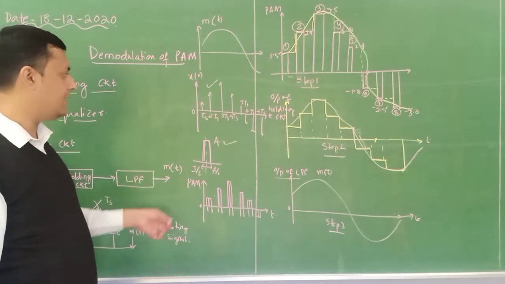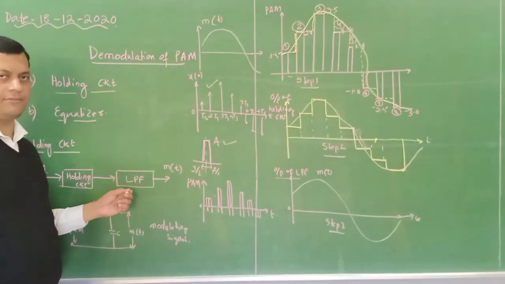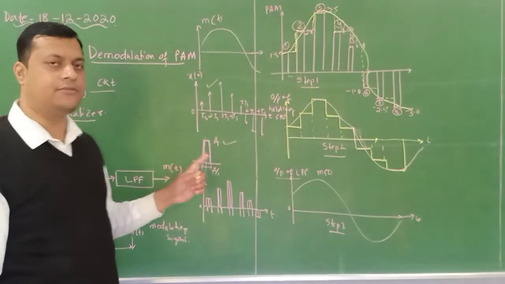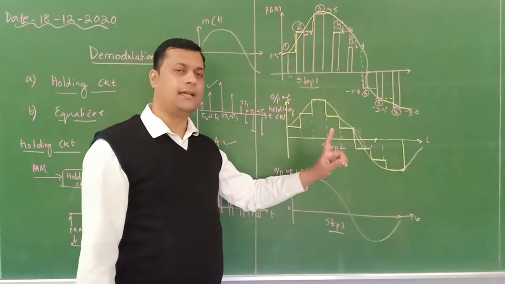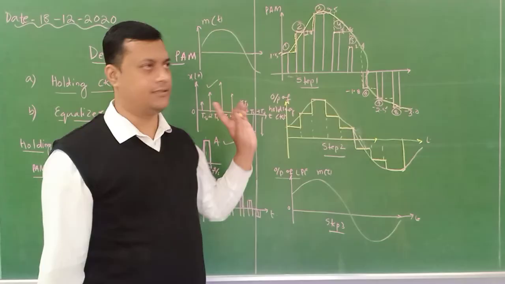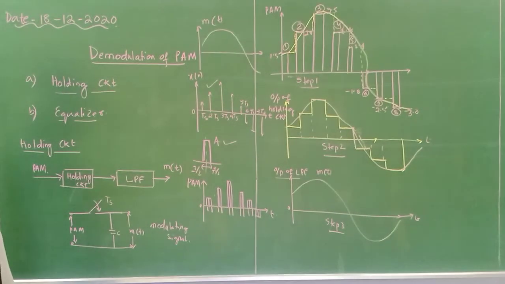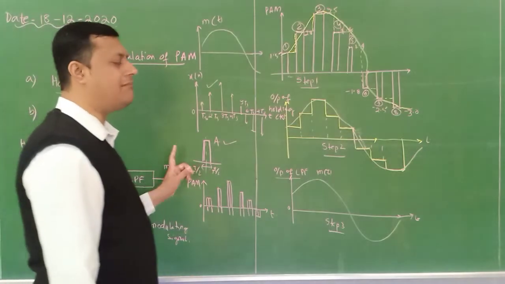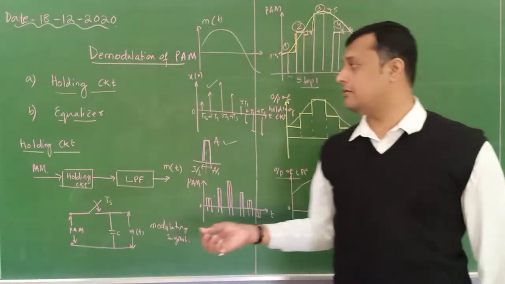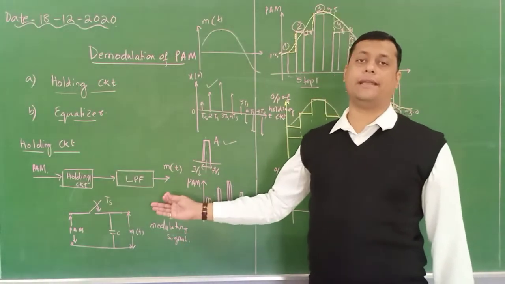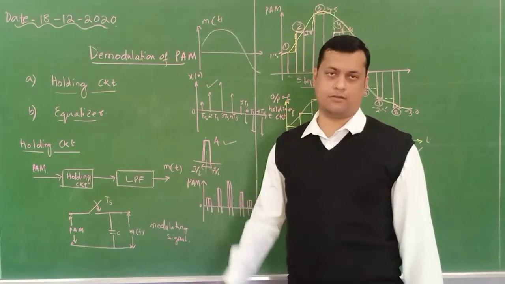Second, after getting the output of this holding circuit, it will enter the low pass filter. The low pass filter will help to reconstruct the original modulating signal. That is, this is our original modulating signal. So this is the basic principle of the holding circuit. It is also called demodulation of PAM signal. Demodulation of PAM is done with the holding circuit followed by an LPF, or it is also called a zero order holding circuit.